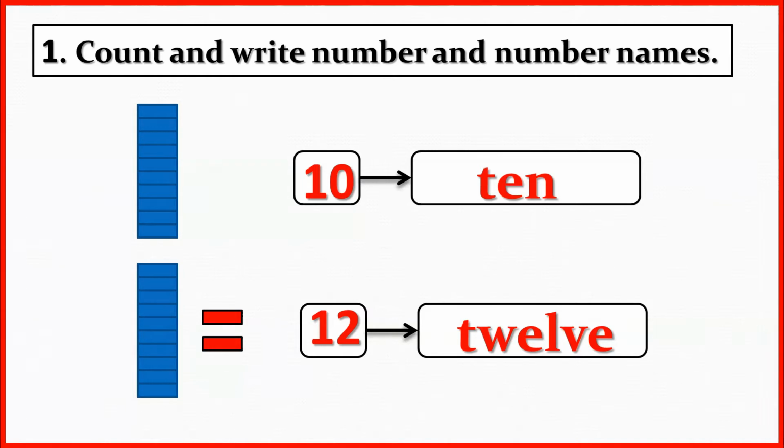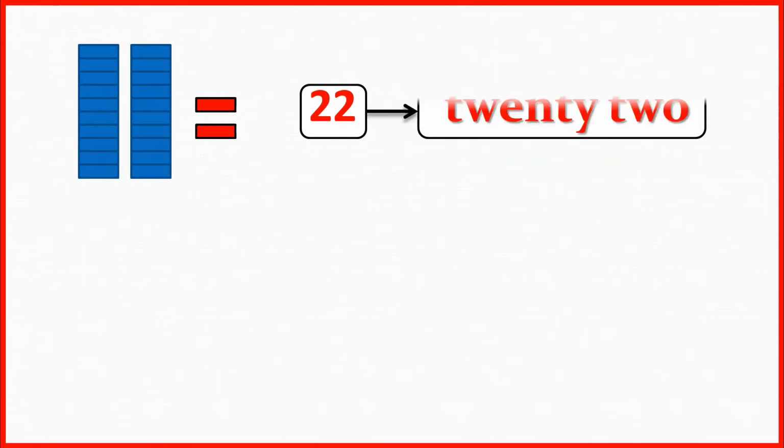Now there are 1, 2, 2 stacks of 10 and 1, 2, 2 ones. 2 tens and 2 ones makes 22. So here we write 22. Now write the number name: T-W-E-N-T-Y, 20. T-W-O, 2. 22.